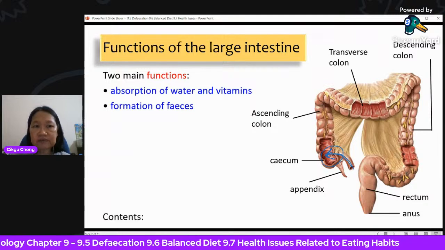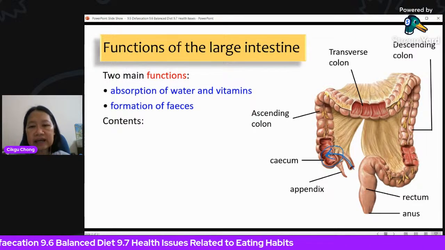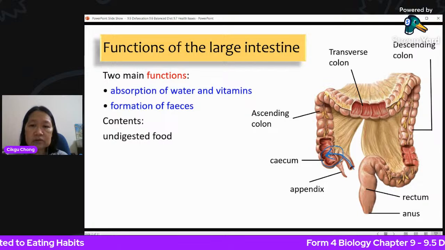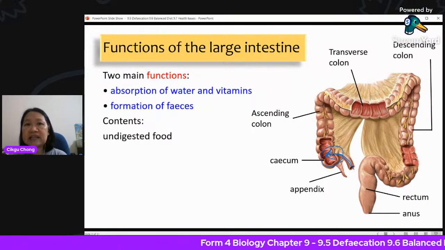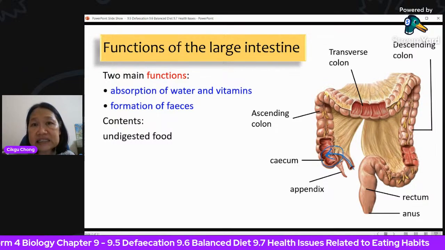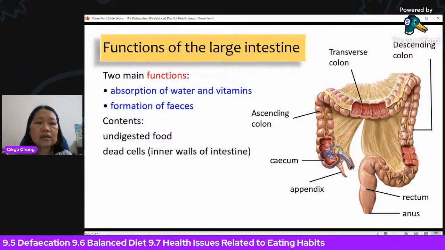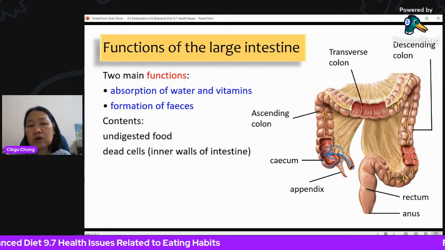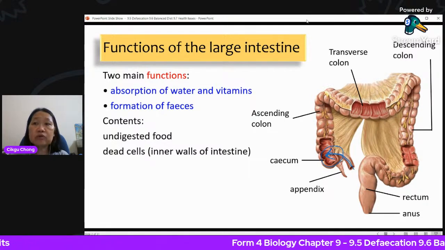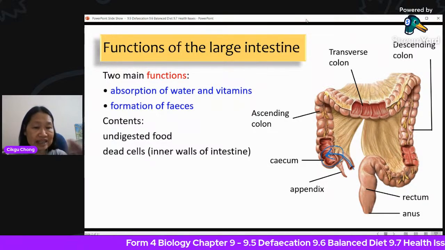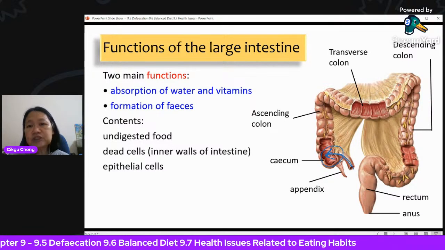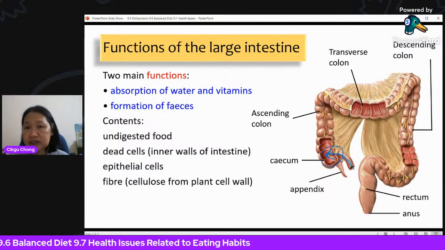So feces formation. Okay, what are the contents? What are the things that enter the first part of your ascending colon? What you have there is undigested food, usually things that you cannot digest, like small seeds you have accidentally swallowed, such as watermelon seeds and so on. You also have dead cells. The inner walls of the intestines shed cells. Cells die, and they are released and removed from the inside layer of the intestine, and come up through here. You also have epithelial cells, which are also from the intestine, and also fiber, the food that you eat.